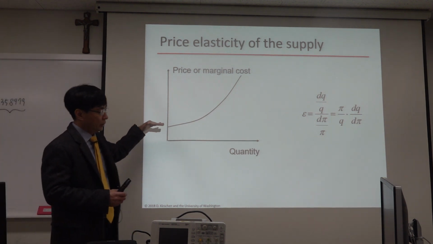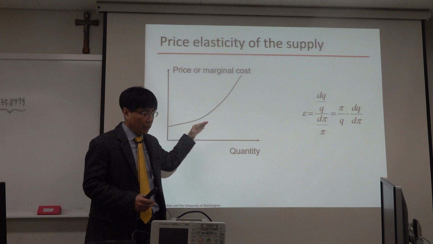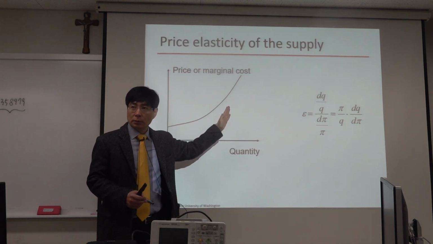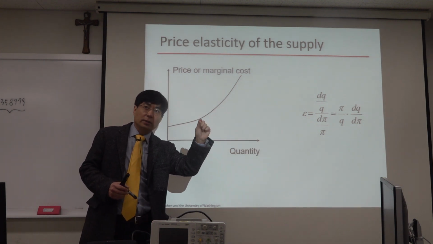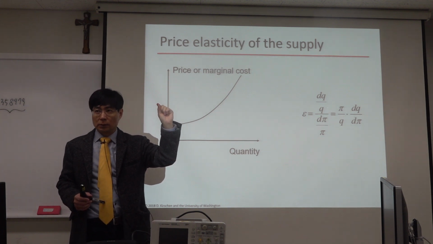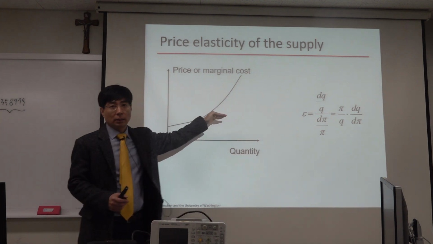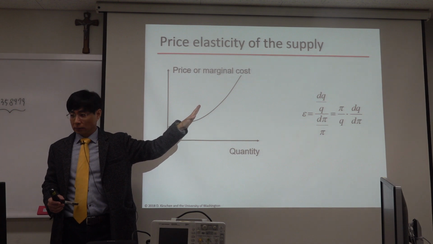So as you see, this marginal cost is an increasing function. So the cost function is convex function. If marginal cost is flat, then the cost function is linear function.